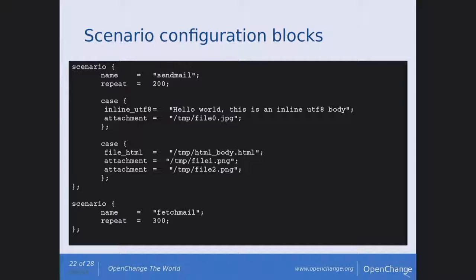And what we can do is specify an inline UTF-8 body. We can specify an attachment, WAV or any, or we can even specify an HTML file if we want to use the RTF stream operations. And for the scenario fetch mail, it's just like a basic fetch mail where we are going to log onto the server, open the inbox, and then just try to list all the messages and do get props to retrieve the common message properties.